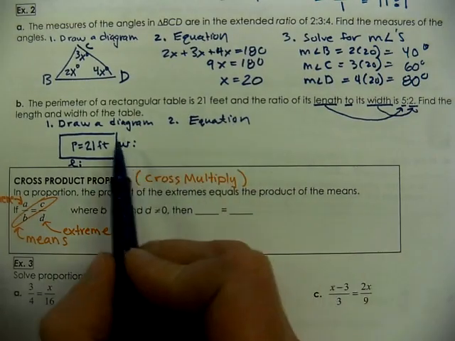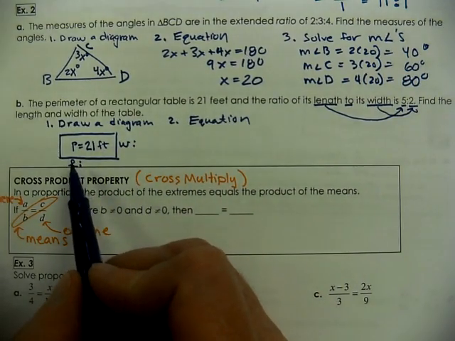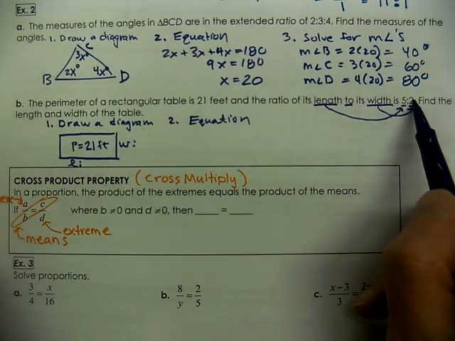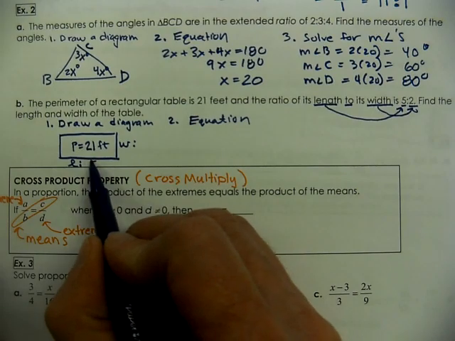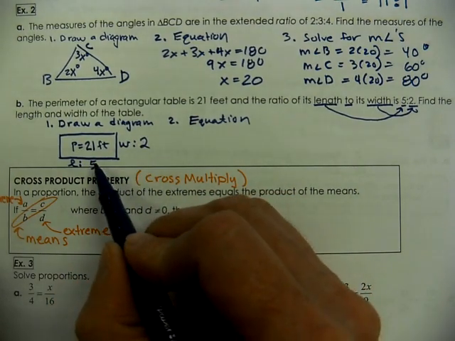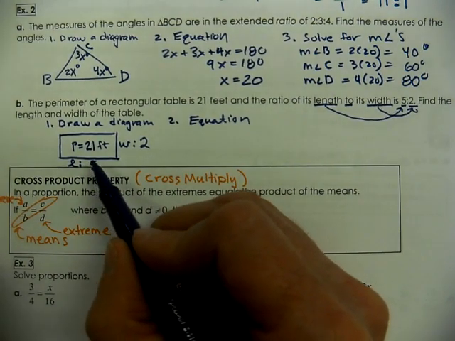Now we can't write the equation yet because if you use length and width, that would look like 2 different variables, and that's not helpful. We just want one variable. So we're saying the ratio of the length to width is 5 to 2. So the length gets the 5 and the width gets the 2. But remember, these numbers have been simplified. We need to unsimplify them. We need to scale them back up again.